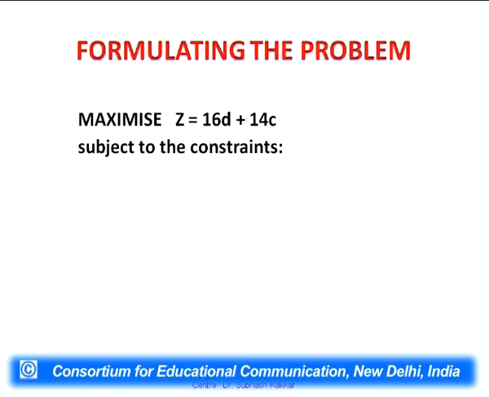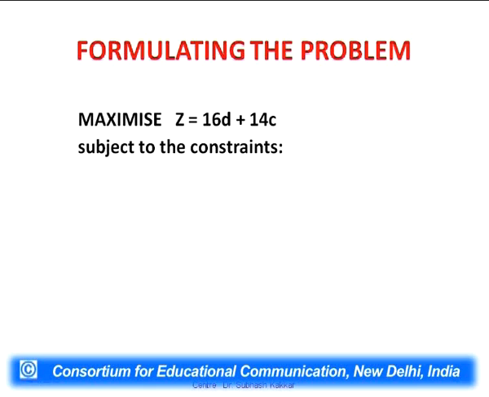Maximize Z is equal to 16D plus 14C, where D denotes the number of dolls produced and C denotes the number of cars produced. As we have seen in the statement, 16 rupees a doll is the profit, 14 rupees a car is the profit, and then total is 16D plus 14C, which we have given the name as Z, and we have to maximize this function 16D plus 14C.